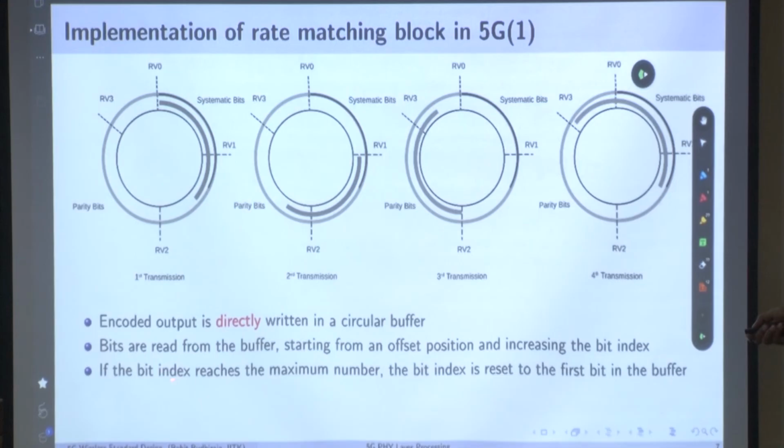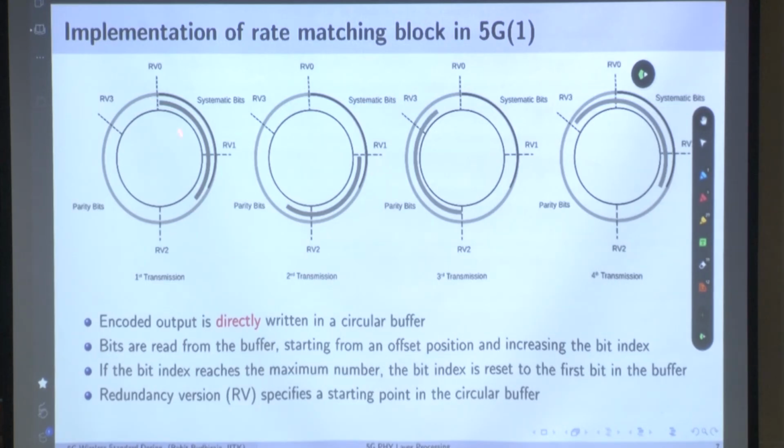So if the bit index reaches the maximum number, the bit index is reset to the first bit in the buffer. That is what is happening over here. That is the circular buffer part. Redundancy version specifies a starting point in the circular buffer. So what is the hybrid ARQ implementation reducing to? It is only reducing to a starting point in the rate matching buffer, that is all.